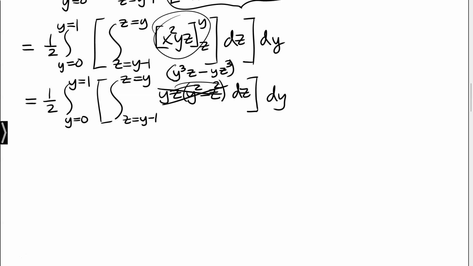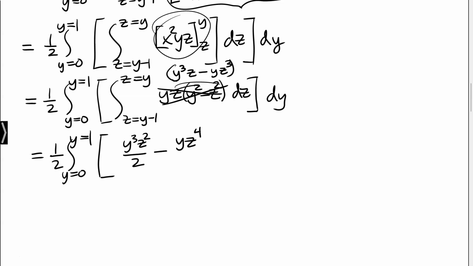Now I'm integrating with respect to z. So this integral with respect to z is going to be y cubed z squared over 2, and then minus y z to the 4th over 4. And it's evaluated from y minus 1 to y.